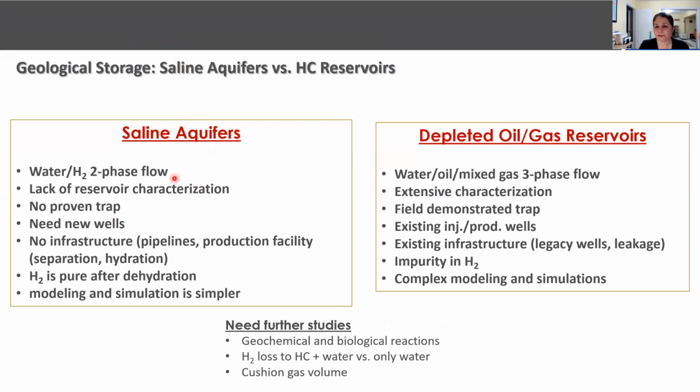So for saline aquifers, it's two-phase flow. So you have hydrogen and water, so relatively simpler. But the problem is the reservoir is not characterized like oil and gas reservoirs. No proven trap, so you have to make sure that you don't lose the hydrogen outside the reservoir. You need to drill new wells, and there is no infrastructure in terms of pipelines, production facilities, separation, dehydration, and so on. But hydrogen might be relatively pure if you don't have biogeochemical interactions that may cause impurities in the hydrogen.